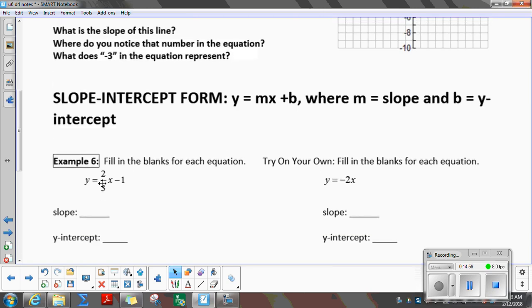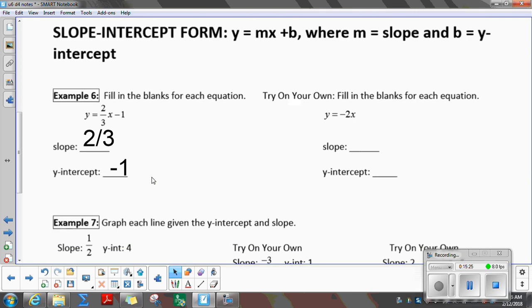So example 6, they ask you to fill in the blank, so we need our slope. Well, the slope is the number next to the x, so that's 2/3. And then the y-intercept is the number being added or subtracted to the x, and that would be the -1. So if it's subtracted, we have to include it as a negative. So -1 is our y-intercept. That's all we do. Now, if there's nothing being added to x, we just say +0 then, okay? If there's nothing being multiplied with x, we just put a 1 there, that invisible 1. So there always is a slope and a y-intercept for equations that are written like this, okay?